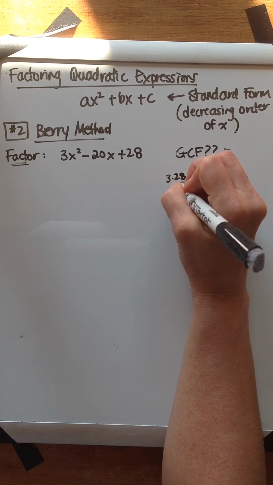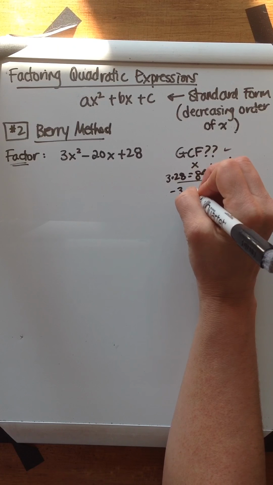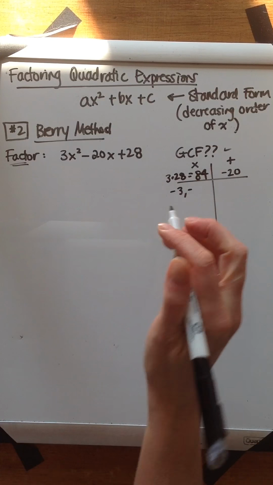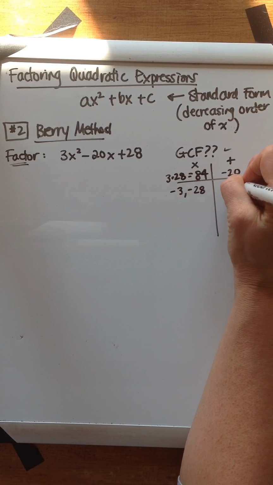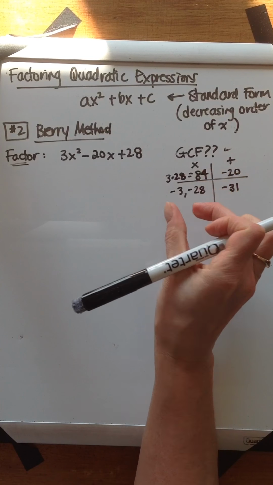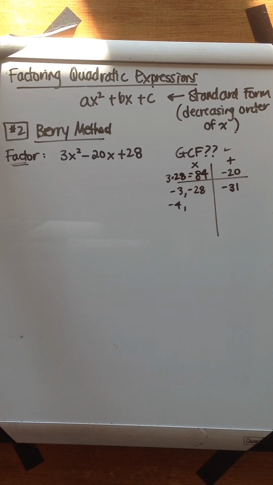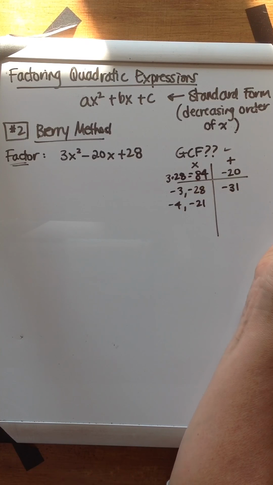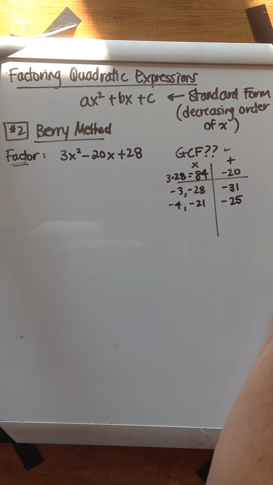So why don't we start by using negative 3 and negative 28. Well, we add those together, they become negative 31. So we're not quite at negative 20 yet. We need 2 numbers that are a little closer to each other. What happens if we try negative 4? Well, the other factor that multiplies then to give 84 is 21. We add those together, we get negative 25.